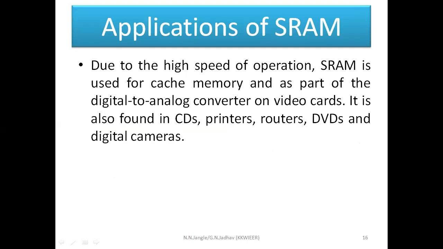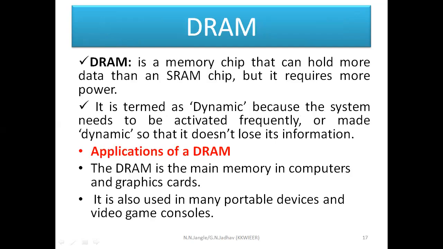Before going to DRAM, let us see what are the applications of SRAM. SRAM has high speed. So due to its high speed operation, SRAM is used for cache memory, and as a part of the digital to analog converter on video cards. It is also found in CDs, printers, routers, DVDs, and digital cameras. So these are the applications of SRAM.